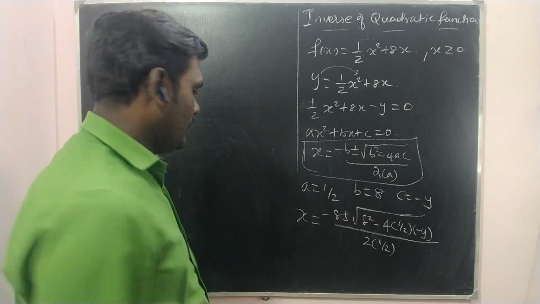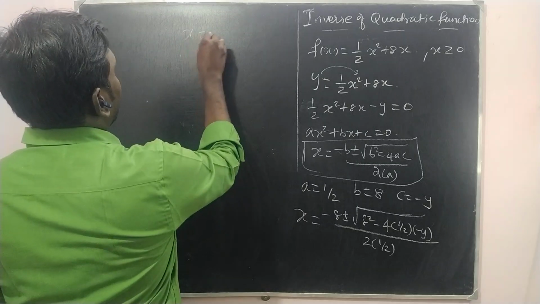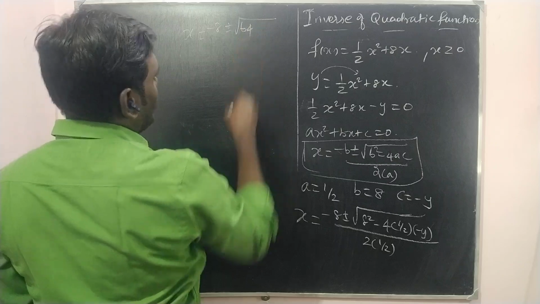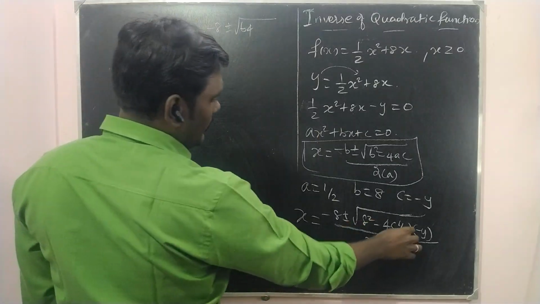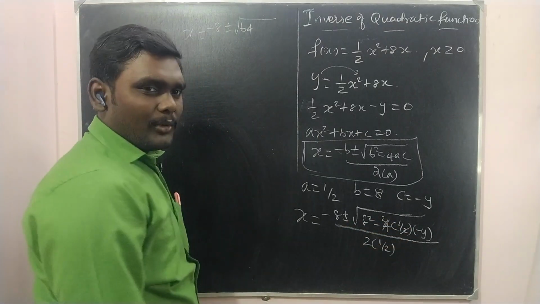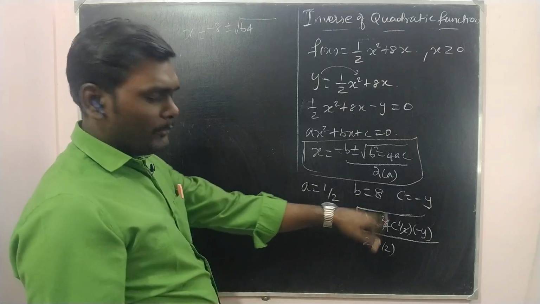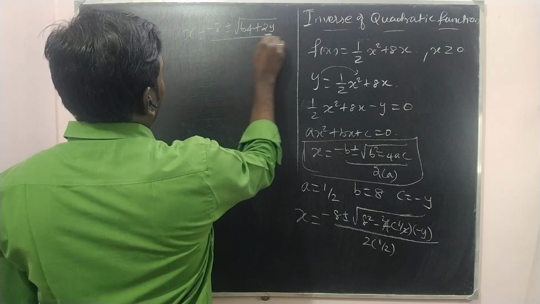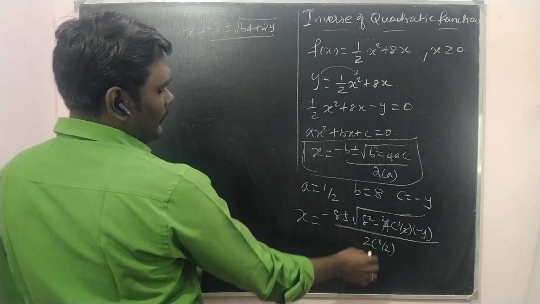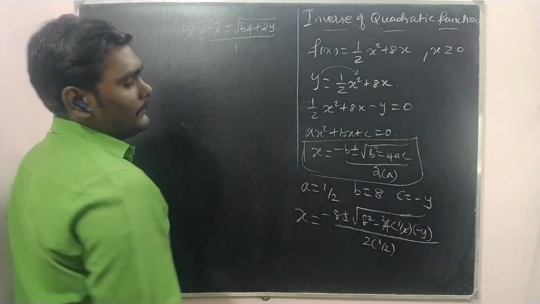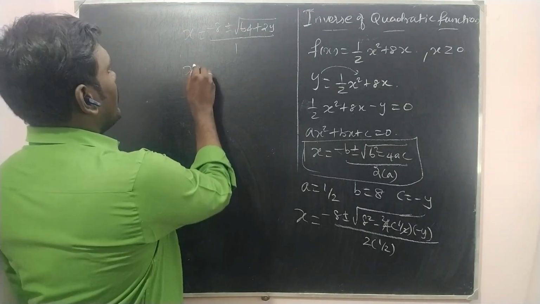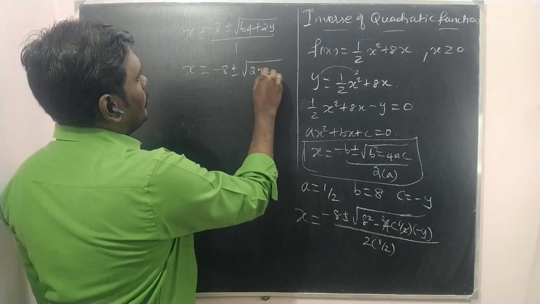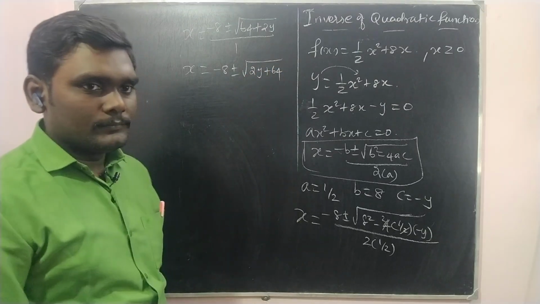Now it is time to simplify this. So x equals minus 8 plus or minus root of 64. This 2 can be simplified: 4 times 1 by 2 is 2. Then plus 2y, divided by 2 times 1 by 2, where the 2 and 1 by 2 get cancelled, that is 1. So we get x equals minus 8 plus or minus root of 2y plus 64.